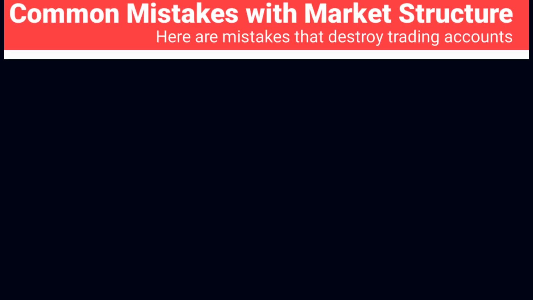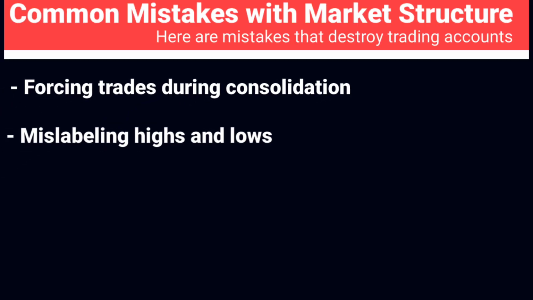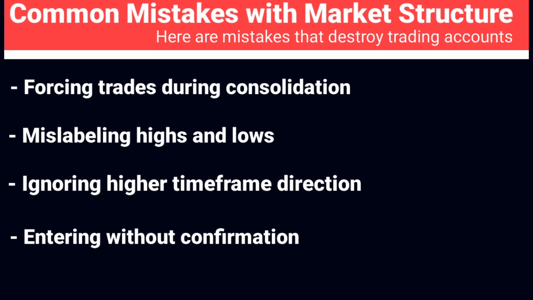Mistakes to avoid with market structure. Here are the biggest mistakes I see. Forcing trades during consolidation, labeling highs and lows incorrectly, trading against structure because of emotion, ignoring higher time frame bias, jumping in without confirmation. Fix these and your entire trading game changes.